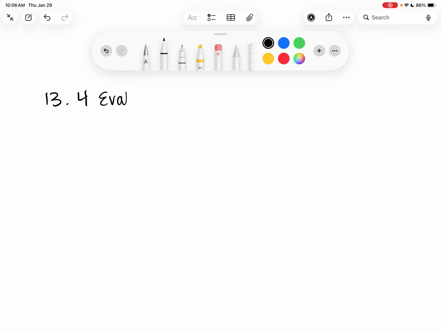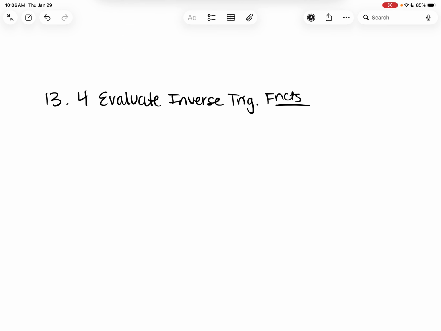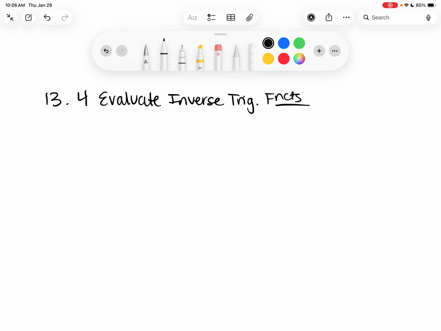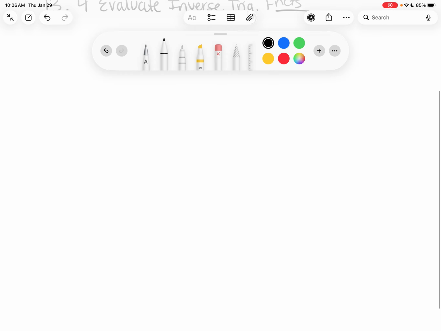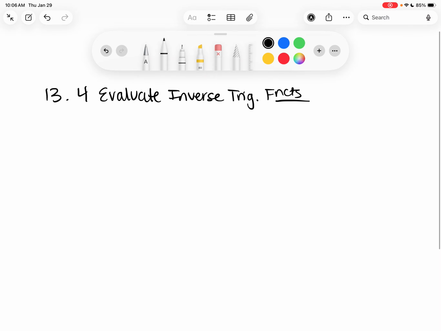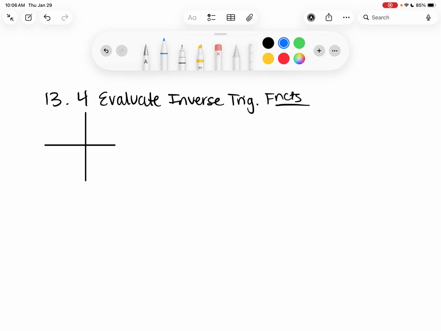13.4. Evaluate inverse trig functions. All right, so just as a quick review before we get started, and in case you have not done your notes yet, I'll give you this little review. We have basically inverse values for sine, cosine, and tangent. Those are really the only ones that we deal with as far as inverses.